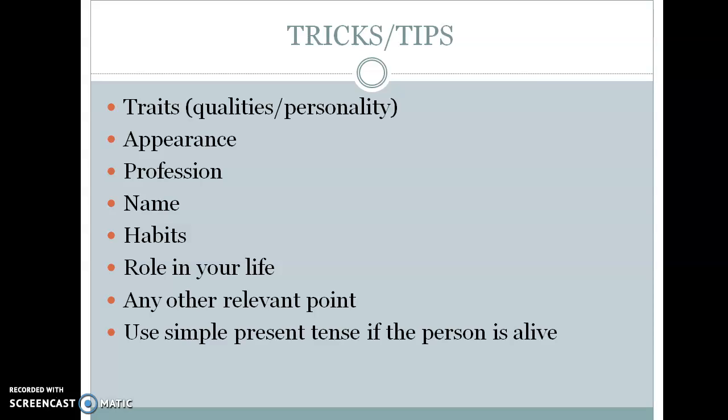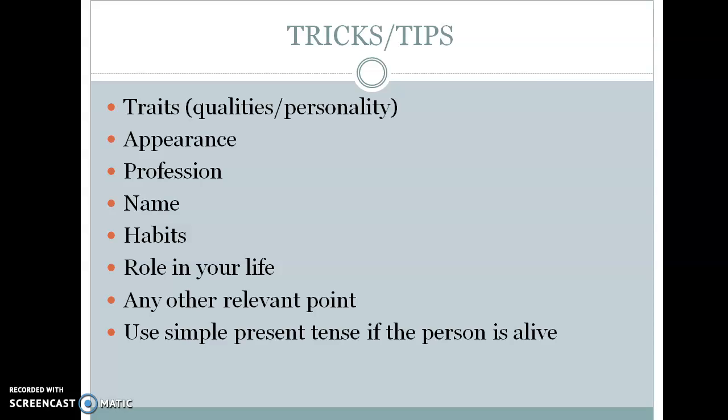Then these are all the things that you have to include in your paragraph. That is appearance, physical appearance of that person, what that person does, the profession, the person's name. In between, in the third or fourth line, you can introduce the person with his name, and then the habits and the role of that person in your life. This is very important. If you're writing a descriptive paragraph about your father or about the postman of your locality, for example, you do have to mention the role that the person plays in your life in 1 or 2 lines, because this is just a paragraph at the end of the day. And then any other important point that you feel should be included.